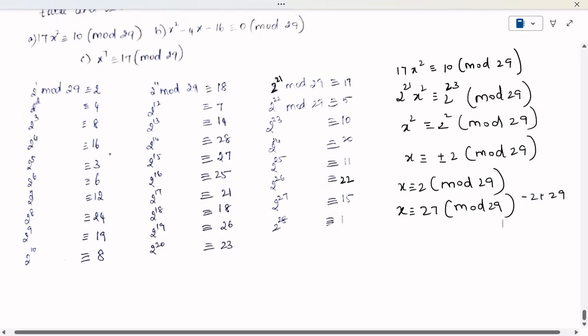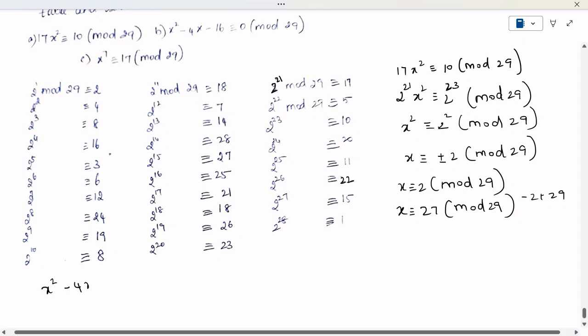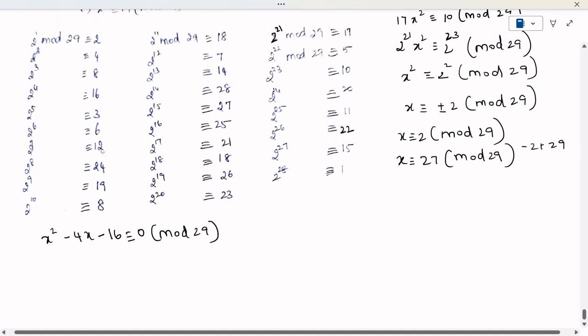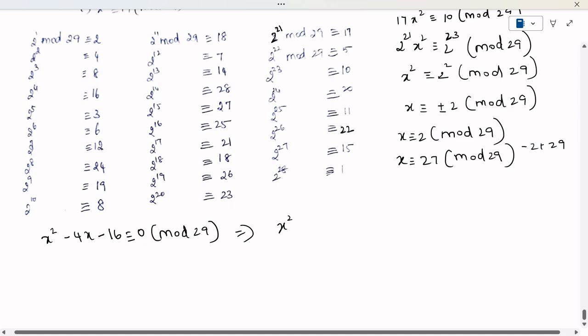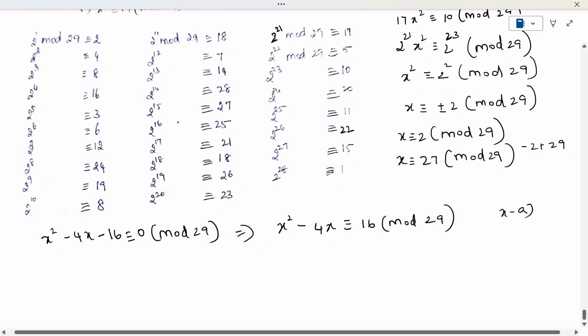Now the next question is x square minus 4x minus 16 is congruent to 0 mod 29. You can please try it out. Parallelly, we can proceed. So here, x square, I'm going to rewrite this: x square minus 4x is congruent to 16 mod 29. I'm going to try to bring this equation to the form x minus a the whole square.